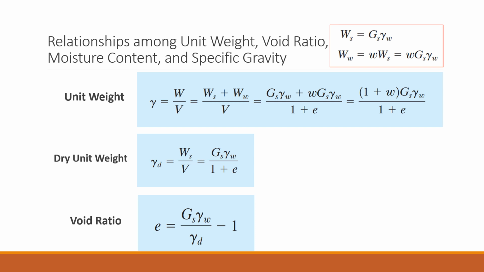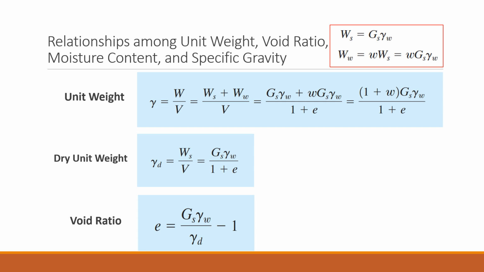So, W is moisture content, G sub S is the specific gravity, and gamma W is gamma water, the unit weight of water, which is already given or constant.